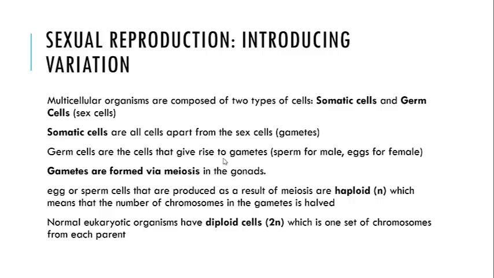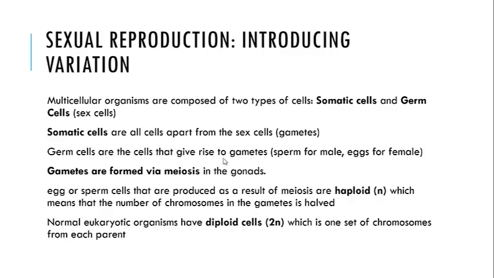Multicellular organisms are composed of 2 types of cells, somatic cells and germ cells. Somatic cells are cells apart from the sex cell, so that's everything else. That's everything from head to toe, all of our skin, internal organs, everything. And germ cells are the cells that give rise to gametes. So sperm for male and eggs for female. Gametes are formed via meiosis in the gonads. And gametes are the only thing that is formed via meiosis. Everything else is reproduced and maintained via mitosis.